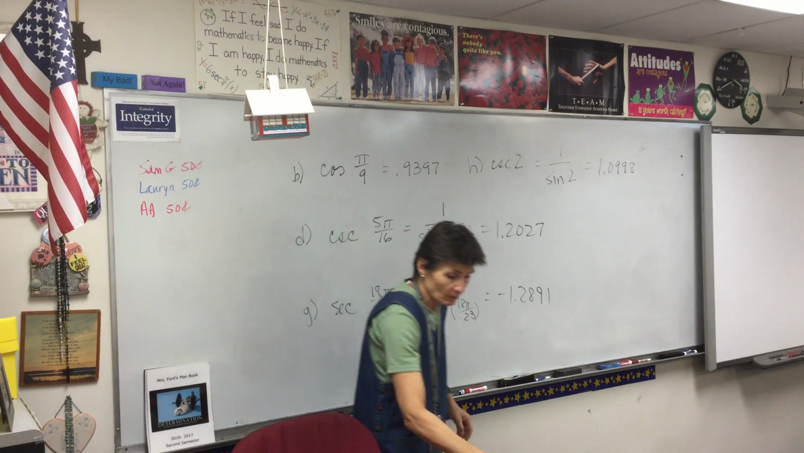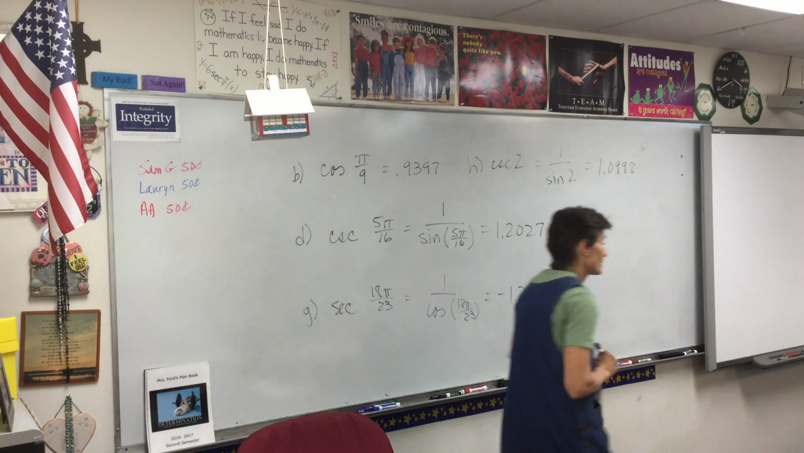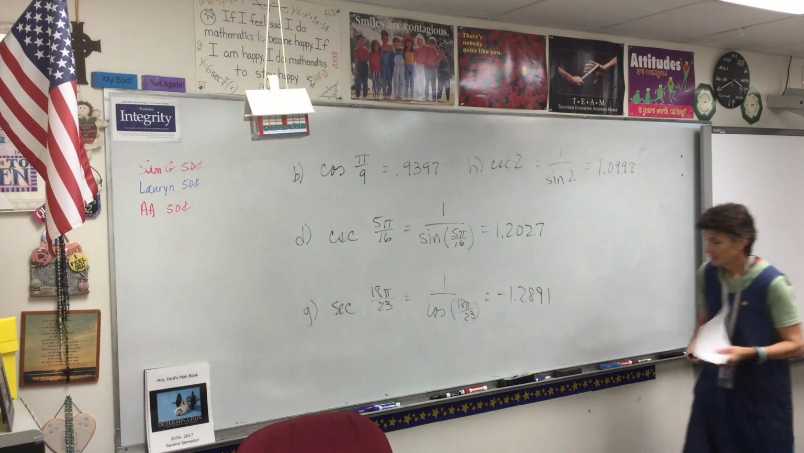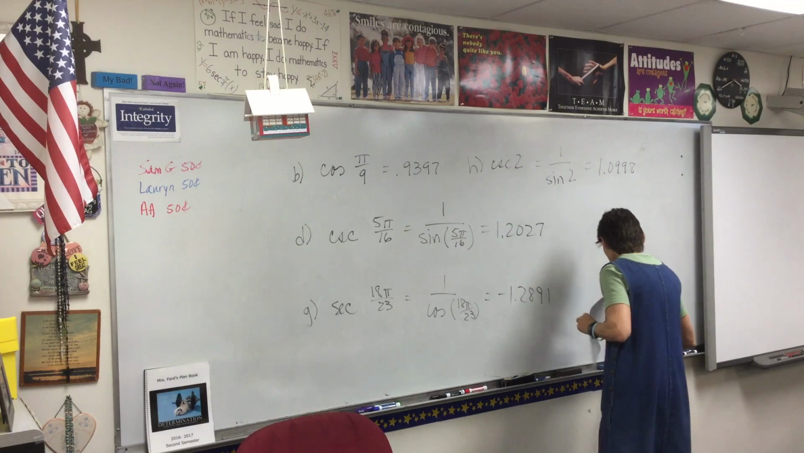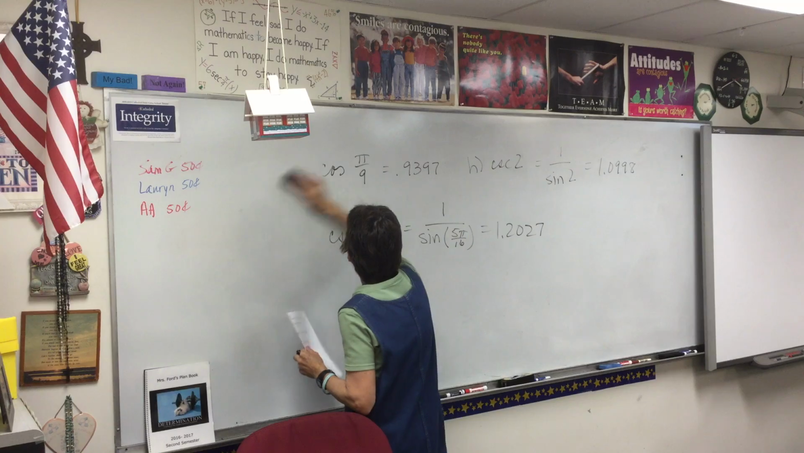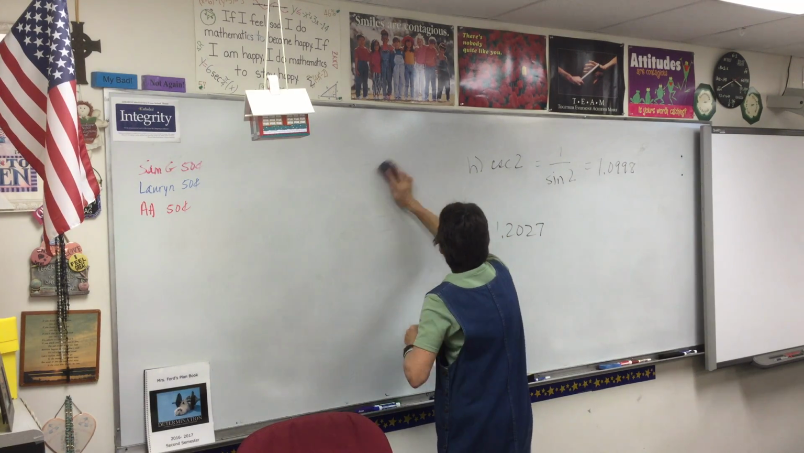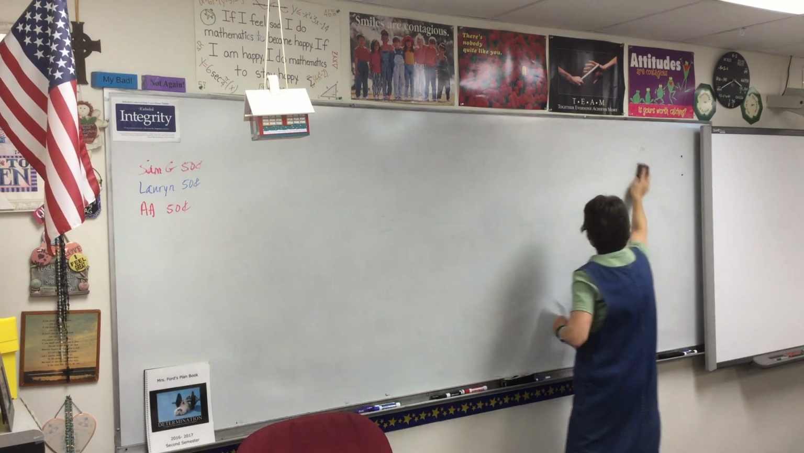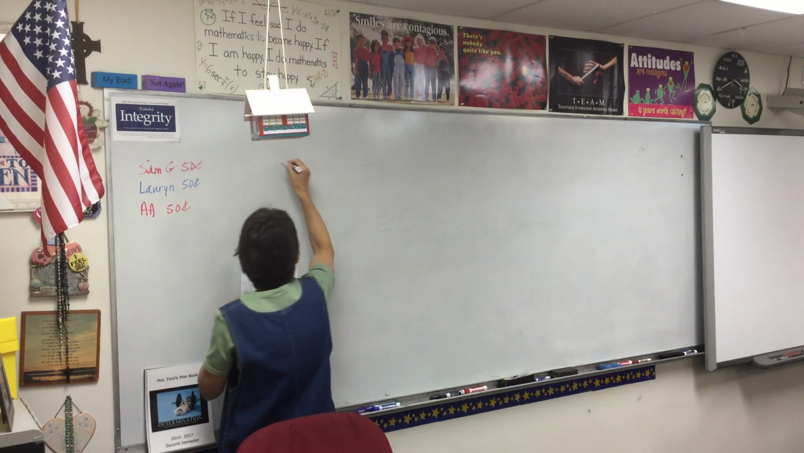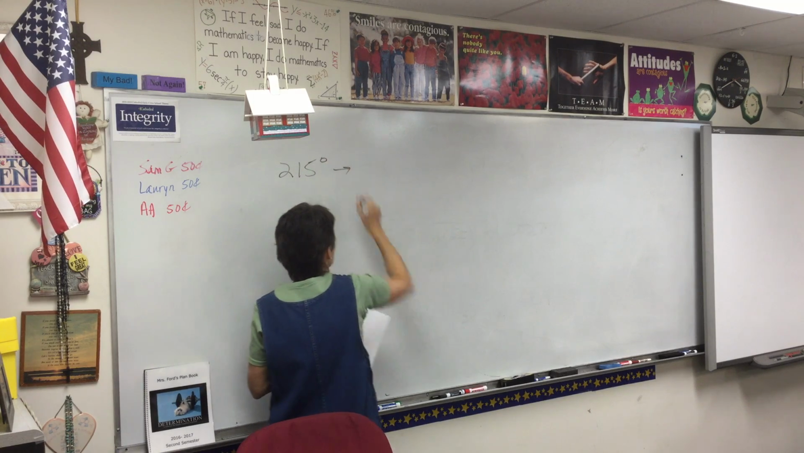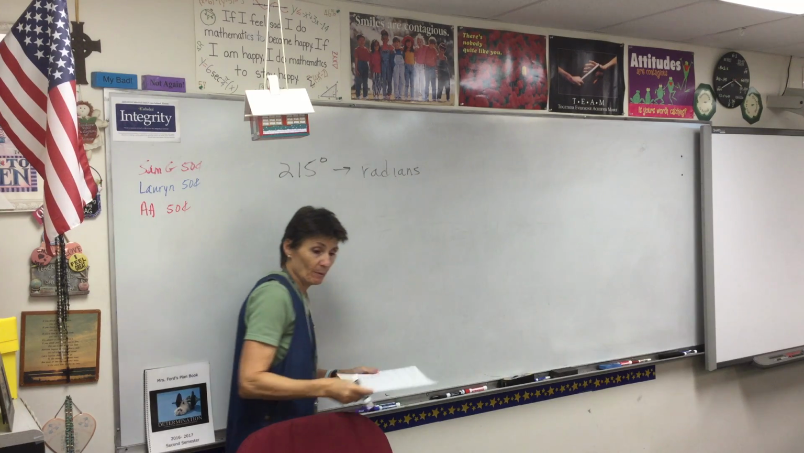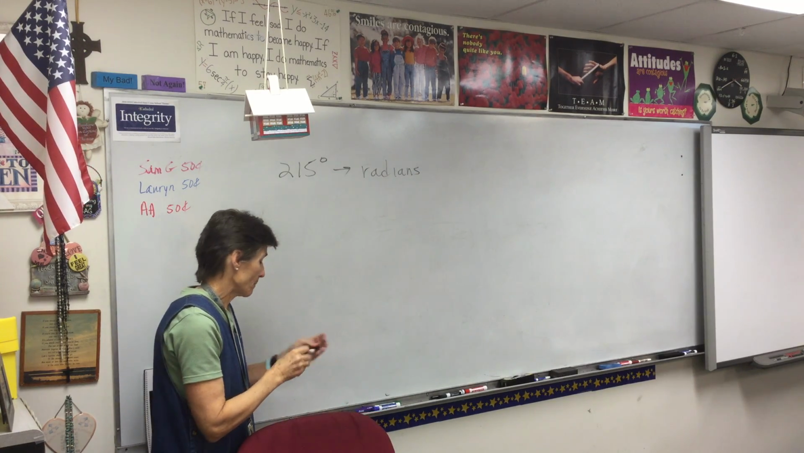Okay, now let's take a look at that practice quiz, because that practice quiz has some of those problems on it. So let's just start at the beginning of the practice quiz and see what we can remember. 215 degrees, we're going to change it into radians. Anybody remember how we do that? Yeah, Mamuna.